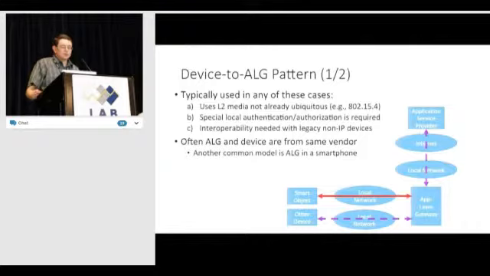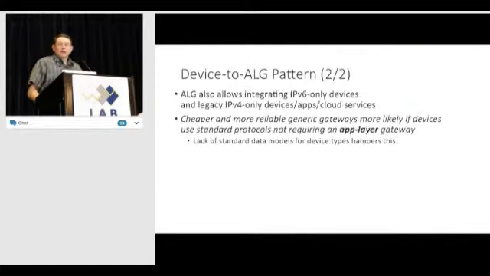So here, often the smart object and the ALG are from the same vendor. And of course, one of the common models is where the ALG is just an app inside of a smartphone. Now, it's worth pointing out, because we like to look for IPv6 in places, that one of the benefits of having an ALG, not just problems with ALGs, is that this does allow IPv6-only devices to access things that aren't IPv6 capable, whether they're non-IP or legacy V4-only cloud services or legacy IPv4-only devices.